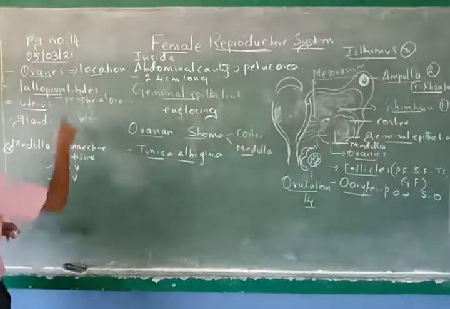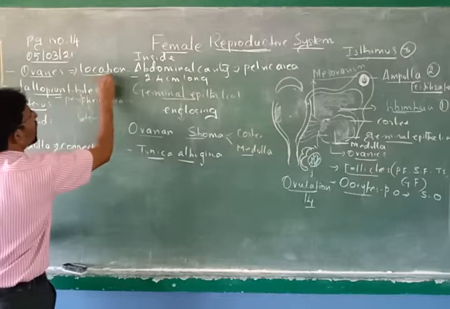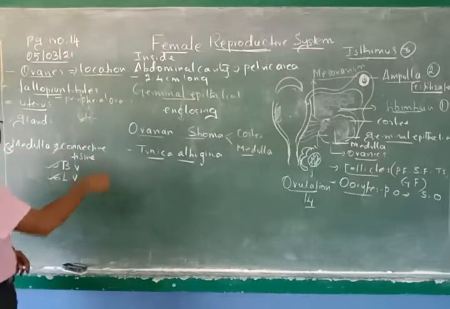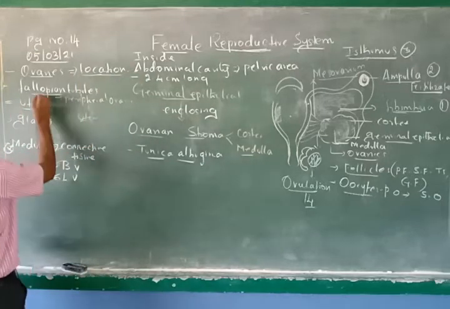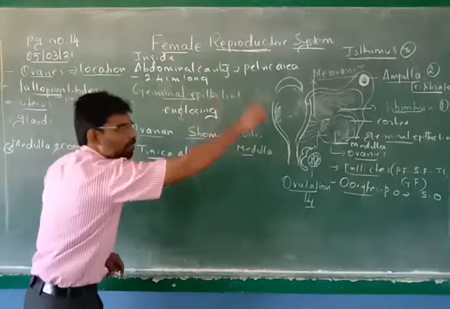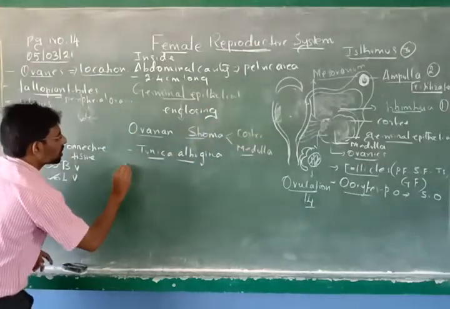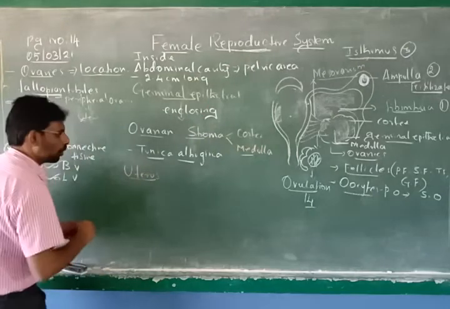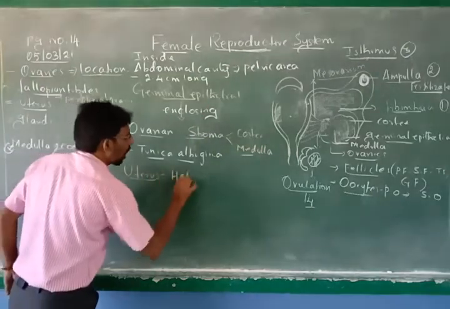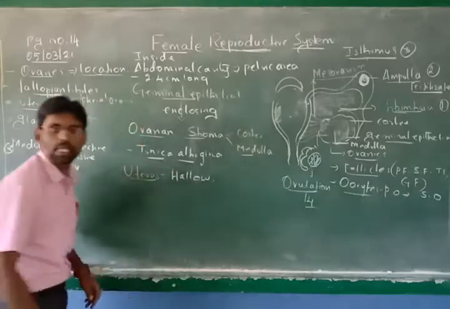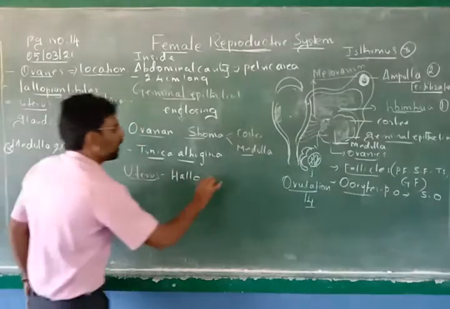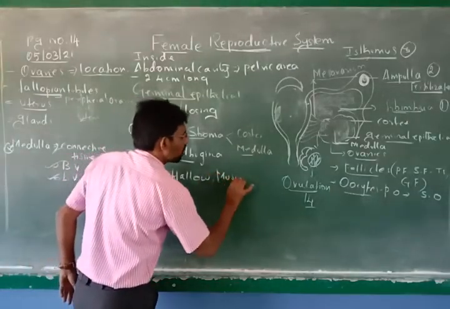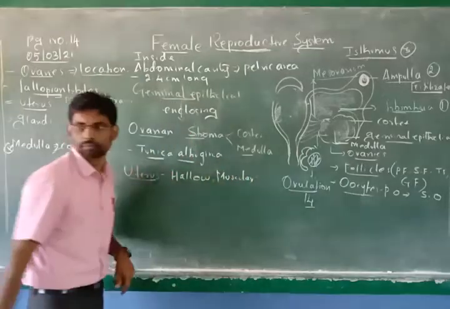Okay. So this is the structure, location and size of the ovary. Second, we talked about the fallopian tube, which I have written there. The third one is the uterus. Now, what is the nature of the uterus? The uterus is hollow. That means having a cavity in it, and it is filled with muscles. So it is a muscular organ.